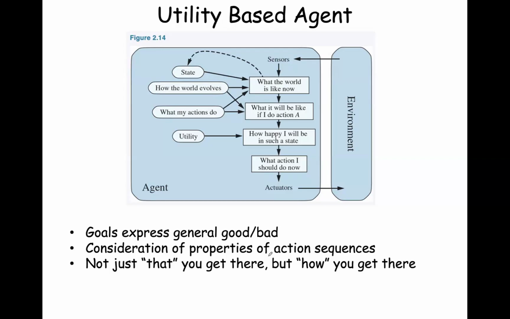What is desirable? But with utility, you're considering properties of the action sequence. What action sequence has certain values associated with it, if you want to humanize it? It's not just that you get to your destination, it's how you get to your destination. Did I have to really hit the accelerator hard and then hit the brakes hard, right? Or was it a smooth, gentle ride, for example?